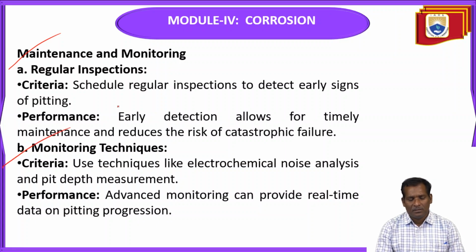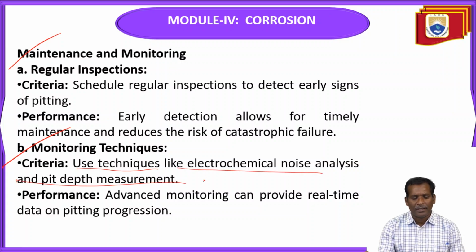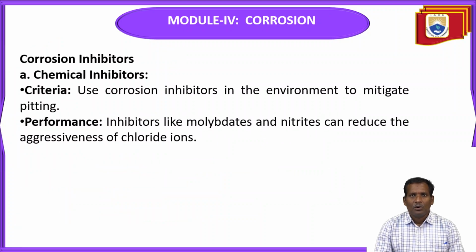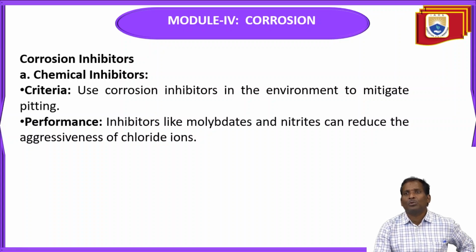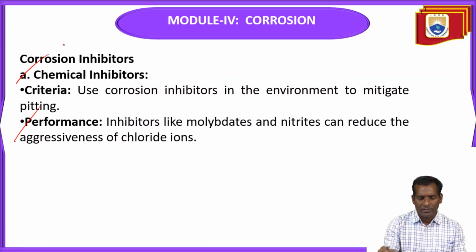The monitoring techniques. Criteria is use techniques like electrochemical noise analysis and pit depth measurement. Performance is advanced monitoring can provide real-time data on pitting progress. Corrosion inhibitors. Inhibitors are chemical inhibitors. Criteria is use corrosion inhibitors in the environment to mitigate pitting. So inhibitors like molybdates and nitrates can reduce the aggressiveness of chloride ions.